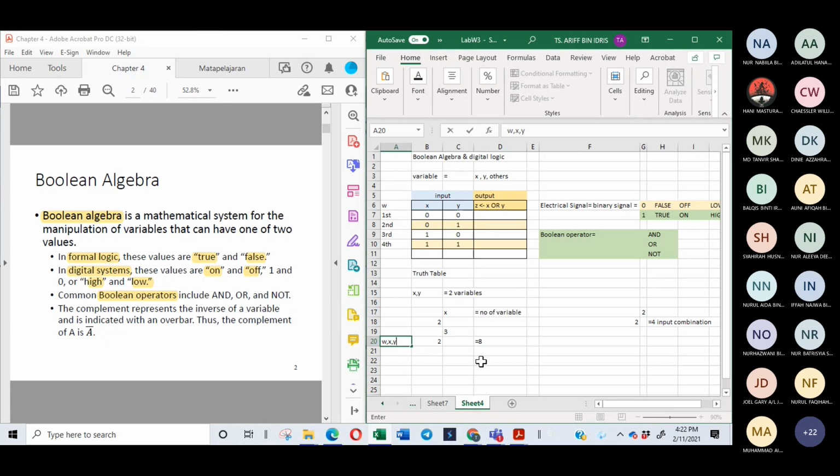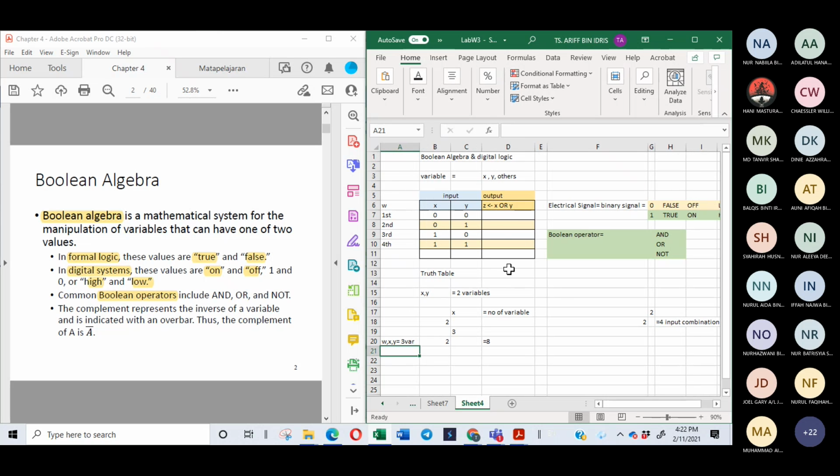So if we have w, x, and y, it is equivalent to 3 variables. Therefore the formula is 2 power of x, which for 3 variables gives us 8 input combinations. We have 0 0 0, then 0 0 1, and then 0 1 0. Are you clear, class? Yes.